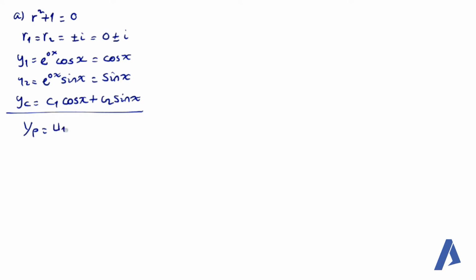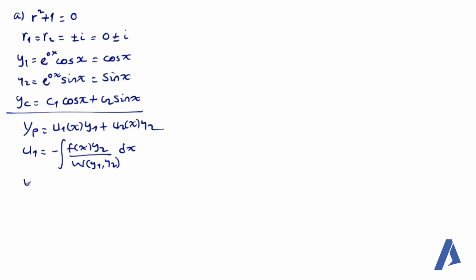ሁለተኛ ስቴፓችን ደግሞ it's finding the particular solution which is equal to the pseudo linear combination of the complementary solution ማለትም u1 of x times y1 plus u2 of x times y2። u1 እና u2ን ፎርሙላችንን በመጠቀም ማግኘት እንችላለን ማለት ነው። minus the integral of f of x times y2 over the Wronskian of y1 y2 dx። ስለዚህ ሮንስኪያኑን መጀመሪያ ለሁለቱም እንፈልጋለን which is equal to the determinant of the matrix formed by y1 y2 the derivative of y1 and the first derivative of y2.